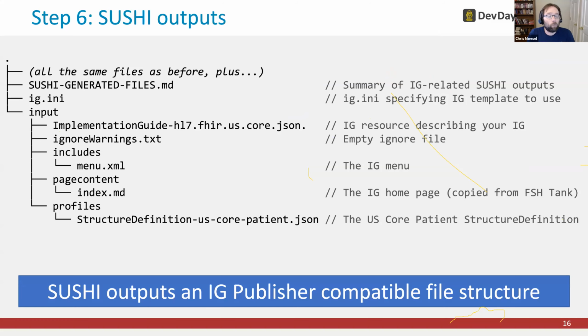And we can see once we run Sushi, it's actually generated some additional files. Now, Sushi is generating files in the structure that the IG Publisher expects. It's also generating some of the specific files that IG Publisher expects, things like IG INI, an implementation guide resource, a menu XML, and then at the bottom we can see the actual JSON structure definition for what we just defined using FHIR shorthand.